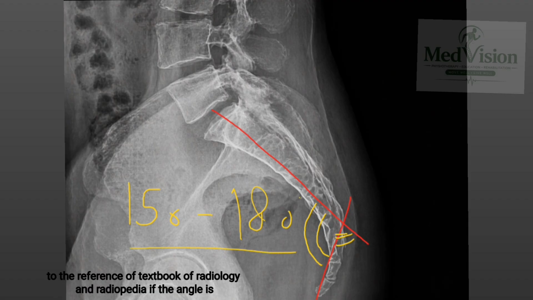According to the reference of textbook of radiology and Radiopaedia, if the angle is decreased, it indicates anterior angulation, which can lead to trauma or stiffness in the coccyx. And if the angle is increased, it indicates posterior displacement or hypermobility of the coccyx.